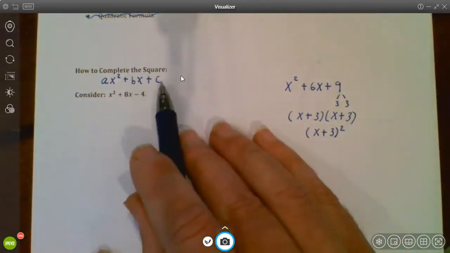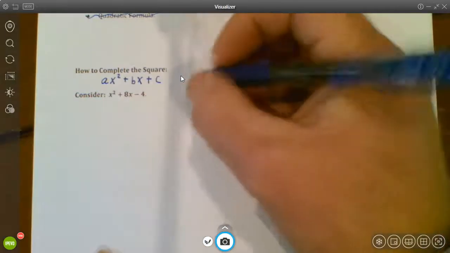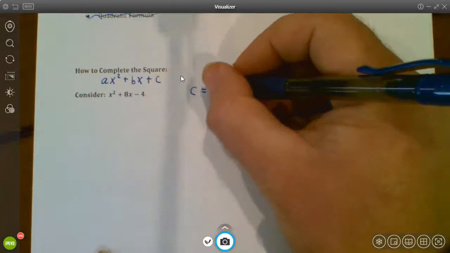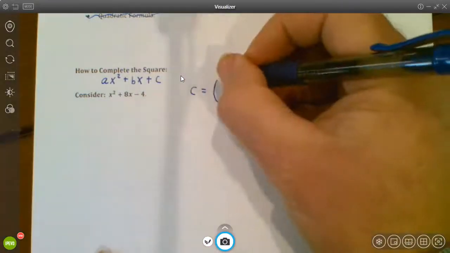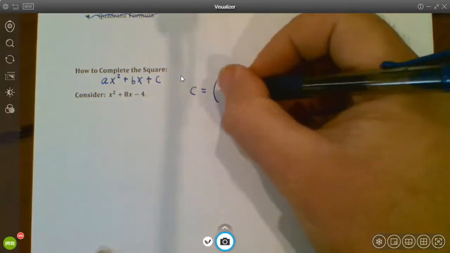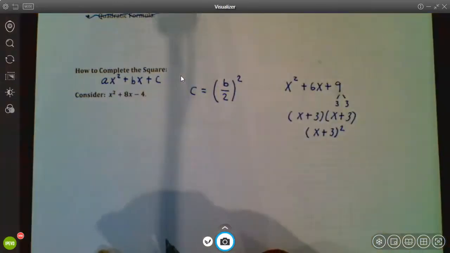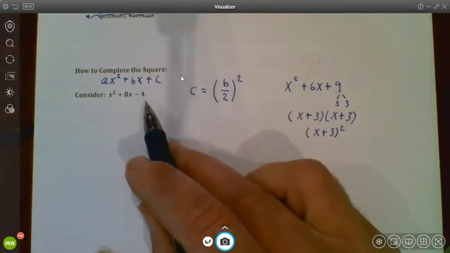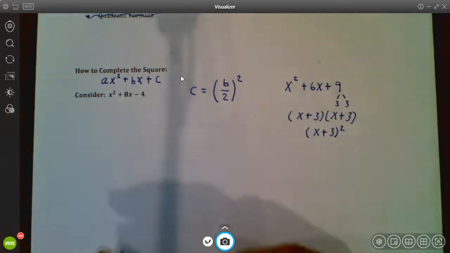You look at the c value, that's this guy. What do we need our c value to look like? In order for this to be a perfect square, our c value needs to fit this description. I should be able to take my b value, divide it by 2, and square it. Whatever this answer is, that's what this number needs to be. And if it's not that already, then I need to create the scenario that makes it a perfect square.